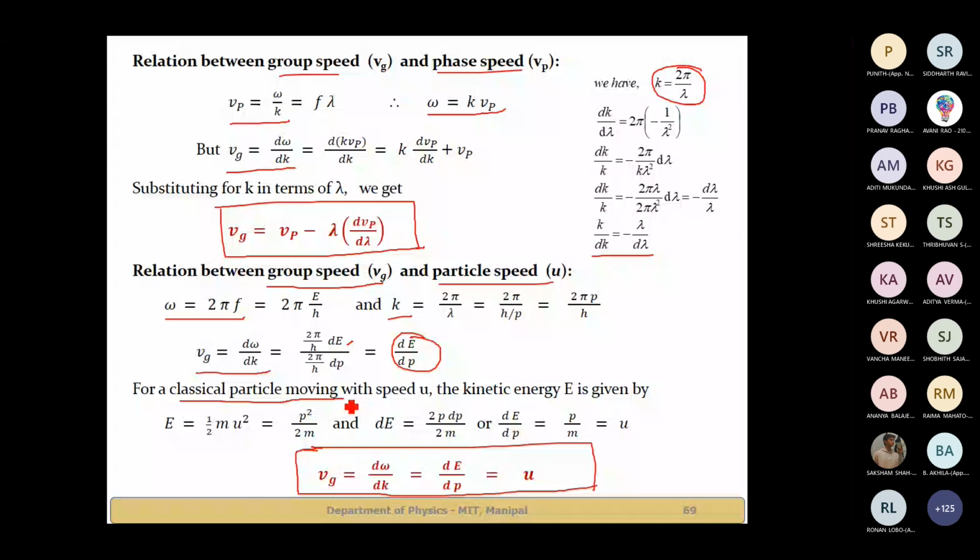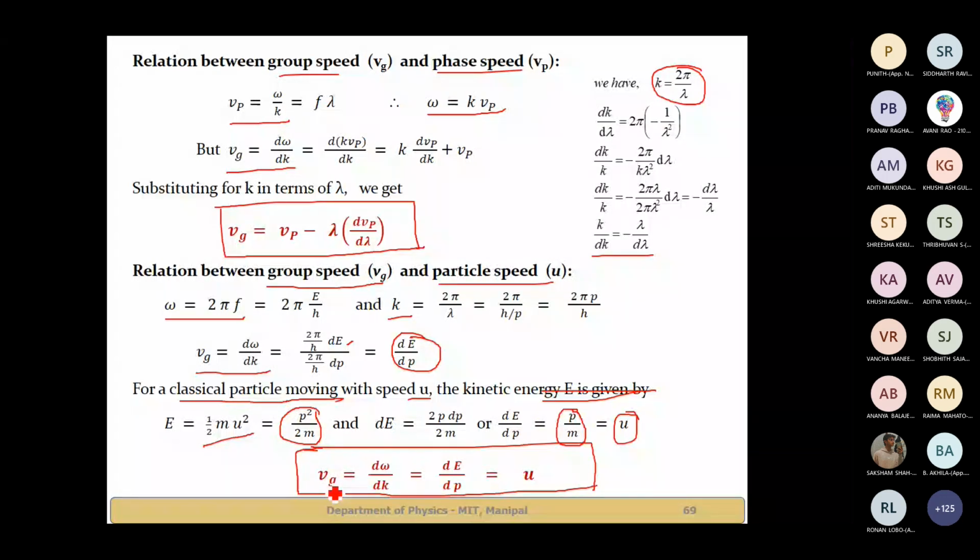So Vg is the group speed, Vp is the phase speed, and u is the speed at which the particle is moving. You have E is equal to p square by 2m, and you have dE by dP as p by m, right? So substitute Vg is equal to d omega by dk, and what you get is dE by dP, which is nothing but u, since p is equal to mv, right? So which is of the same form. So you are getting Vg is equal to u. That is, the group speed and the particle speed are the same.